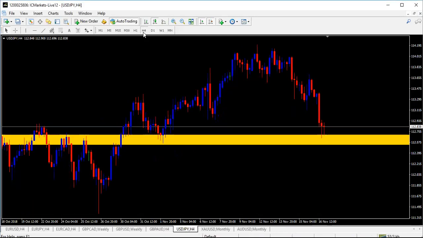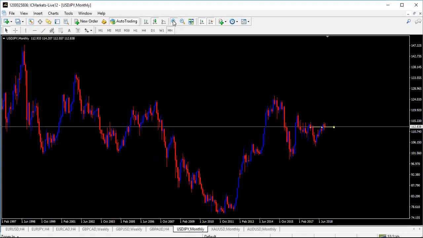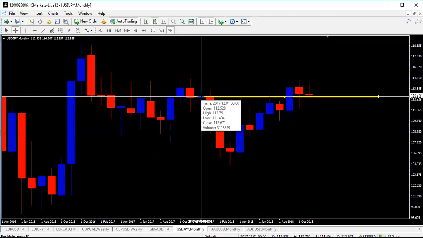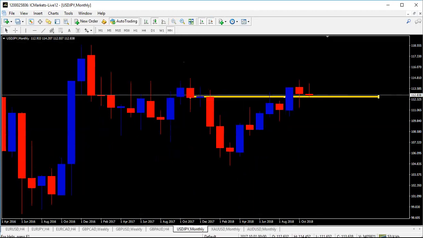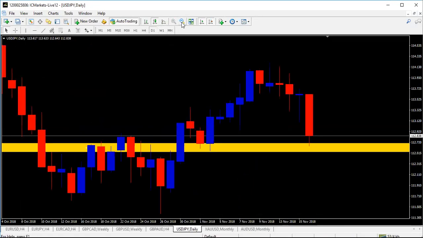Watch how the four-hour is looking with that same zone I pulled off at the monthly. And watch how far I pulled that zone from. This was December last year, December 2017. First of December, that month, where I pulled that zone from. And watch how the market reacted to it almost a year after.